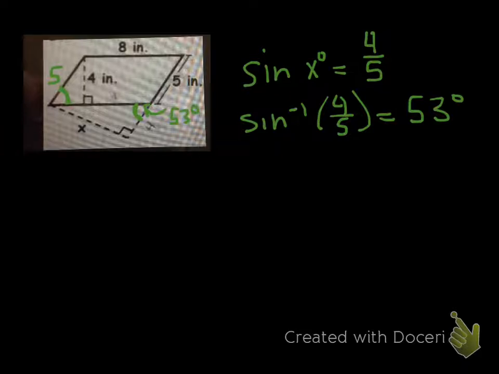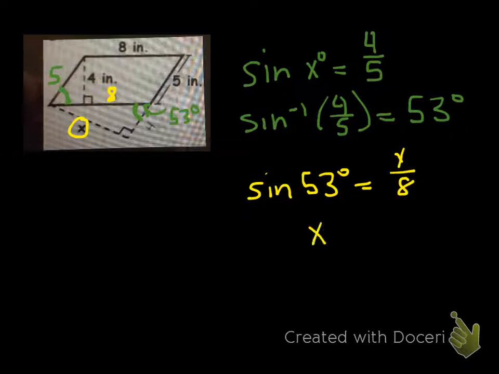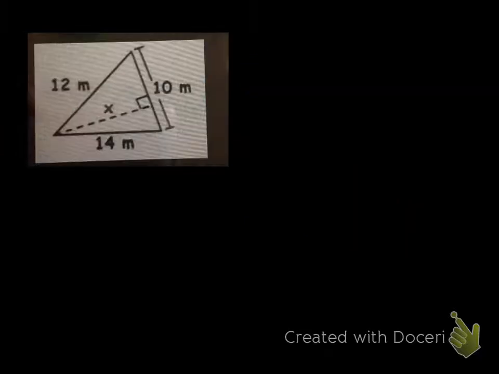Okay, so now we are going to solve for this x here. We also know that this is 8, so we're going to do the sine of 53 degrees is equal to x over 8. So that means that x is equal to approximately 6.4 inches. Okay, on to number 3.